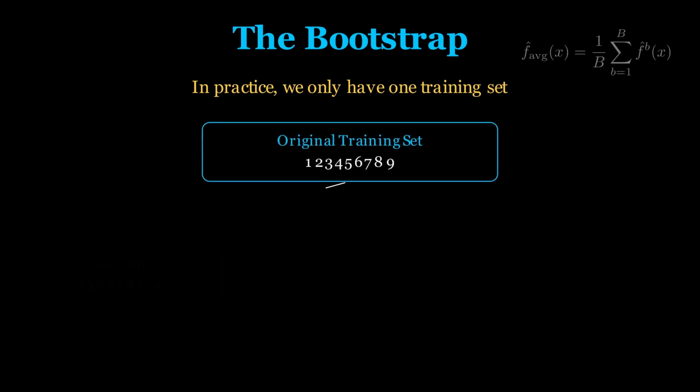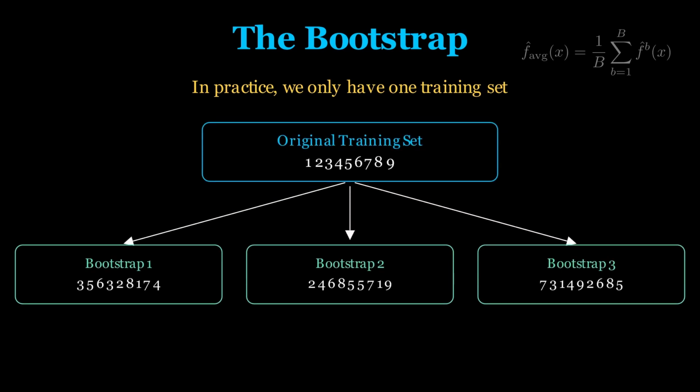Here's an example. Our original training set has 9 observations, labeled 1 through 9. From it, we draw 3 bootstrapped samples, each of size 9, by sampling with replacement. Because we sample with replacement, the same observation can appear more than once. In the first bootstrap sample, observation 3 appears twice, while observation 9 doesn't appear at all.